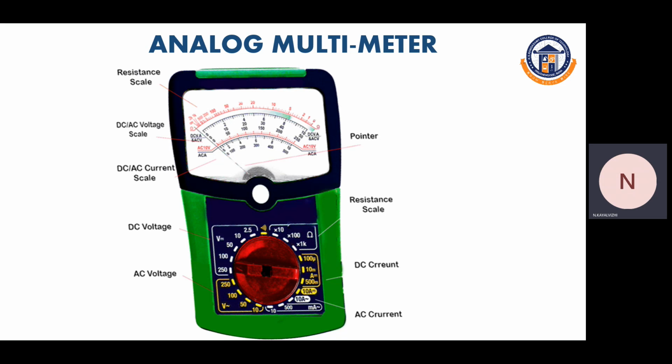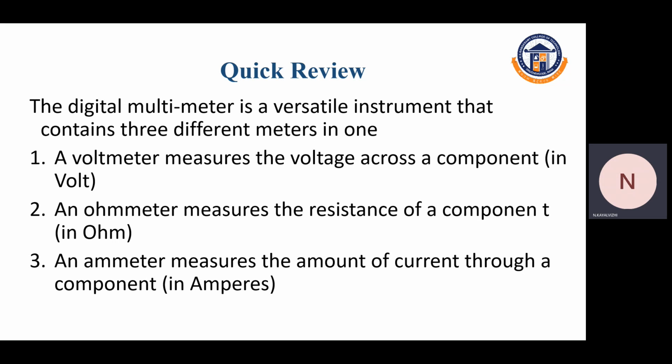In both the digital multimeter and the analog multimeter, we can measure three quantities: voltage, current and resistance. The voltmeter measures the voltage across the component in volts. Similarly, the ohmmeter measures the resistance in ohms, and the ammeter measures the current in amperes.